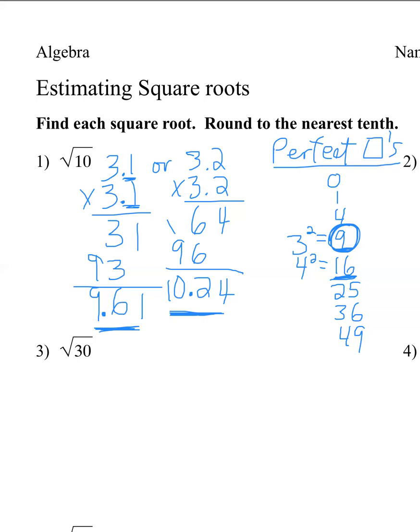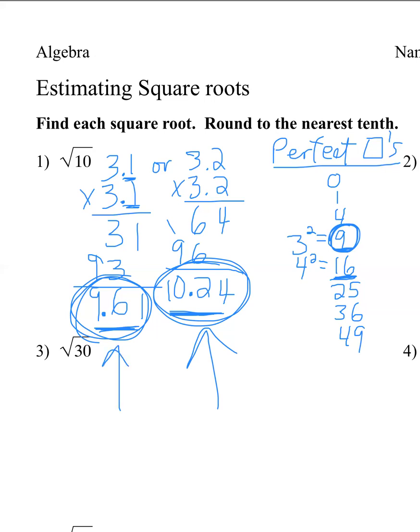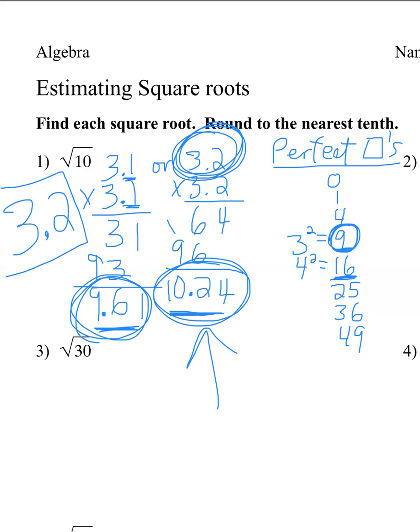So here's what I like to do at this point. I like to think about this like money. If I'm thinking about $10 exactly, which of these two numbers is closer to $10 exactly? They're both close, but one of them is closer than the other. Which one is closer to $10, $9.61 or $10.24? Hopefully you came up with this one, right? That one's only 24 cents off, whereas this one's actually 39 cents off. So it's actually a little bit further away. So what does that mean? That means 3.2 is my best estimate to the nearest tenth for the square root of 10. So that's going to be my answer.